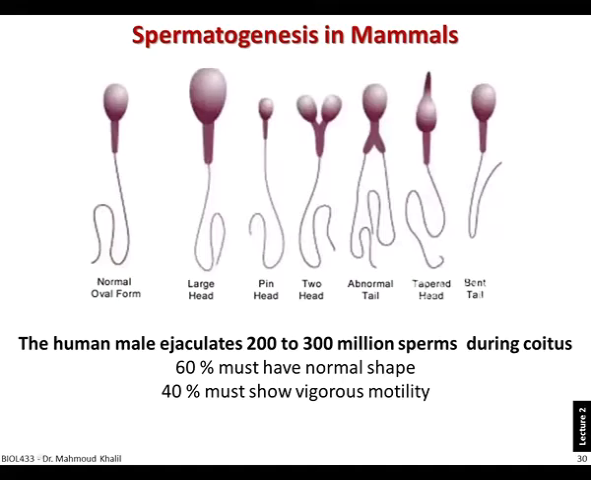Hello. Last lecture we finished with trying to describe the different forms of abnormalities in sperms, and we understood that in order to be a normal male, it had to have in the ejaculate around 200 to 300 million sperms. 60% of these sperms must have a normal shape, and 40% must show vigorous motility.